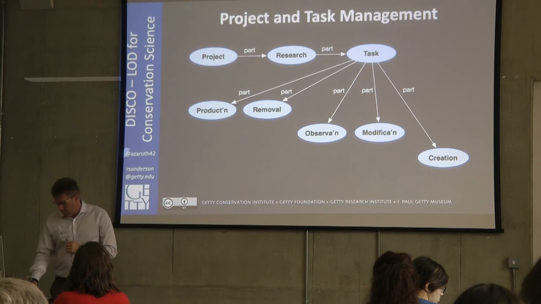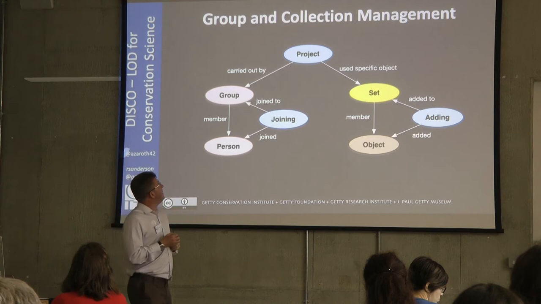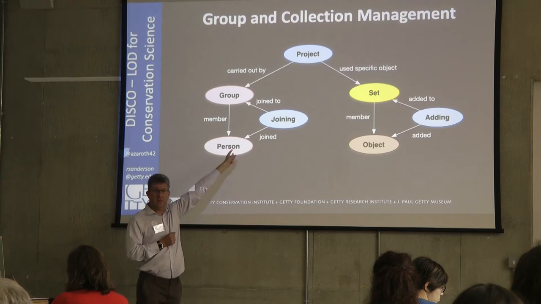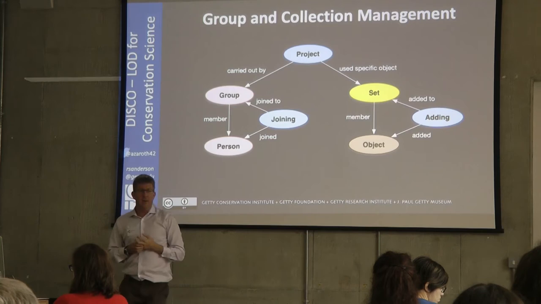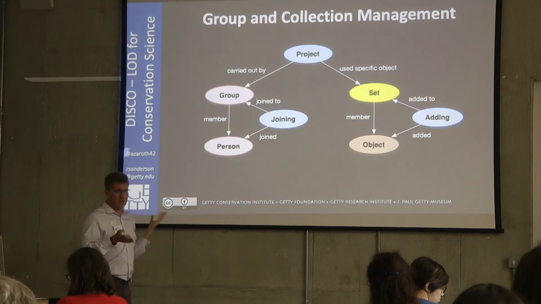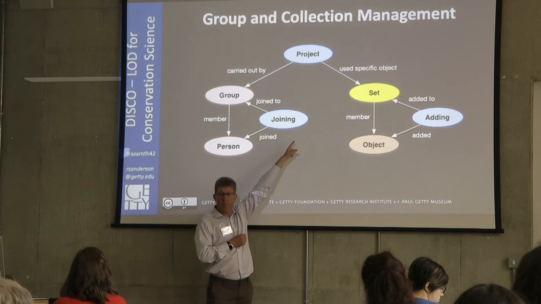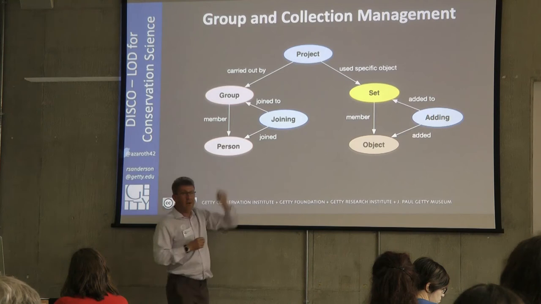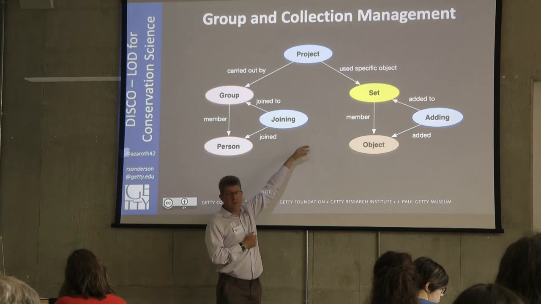And similarly, group and collection management: the project and all of the other activities are carried out by the group. The group has different members, but there is a specific role in which this person is relative to the group. They might be the PI, or the contact person, or the individual contributor, whatever. So we want to track when they became part of the group, and potentially also if they left the group. So we have an activity of joining a group. Again, the same pattern: any time we want to have a relationship with more information, we create an activity and associate the additional information with that activity.